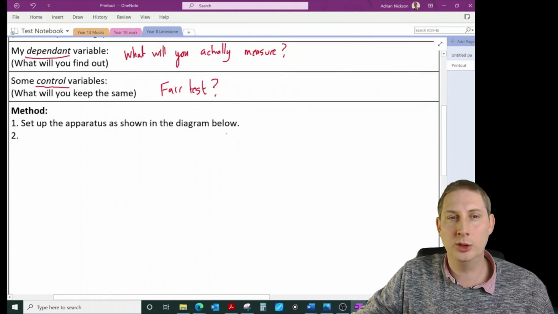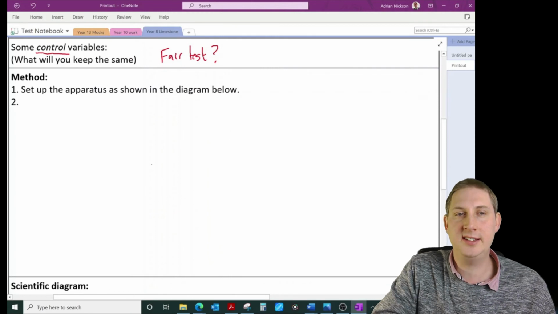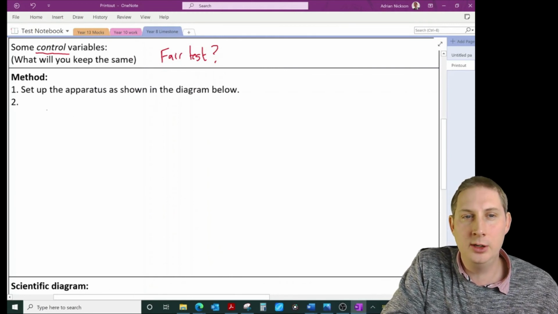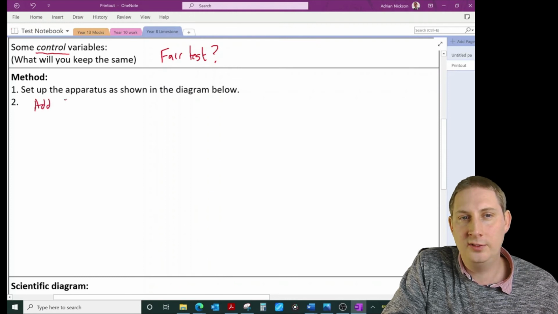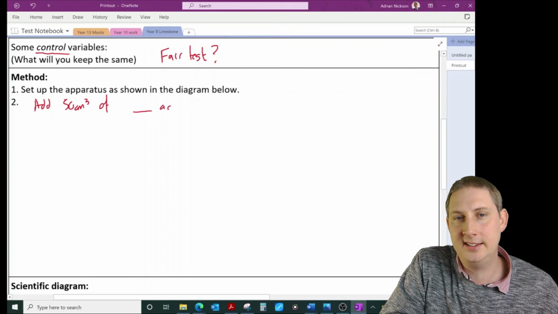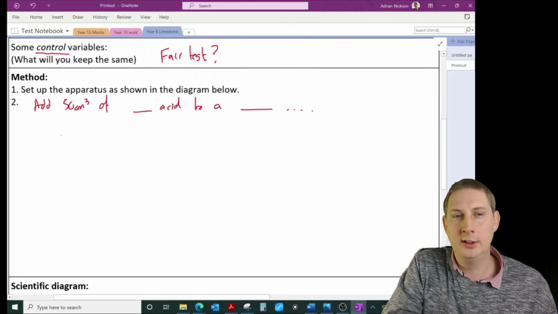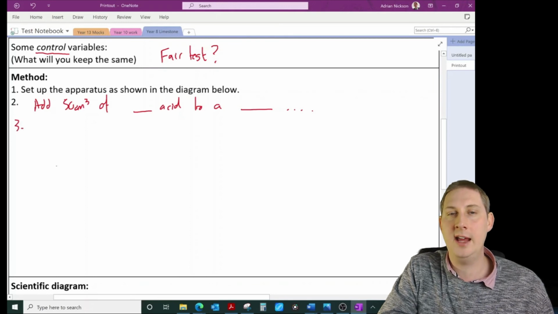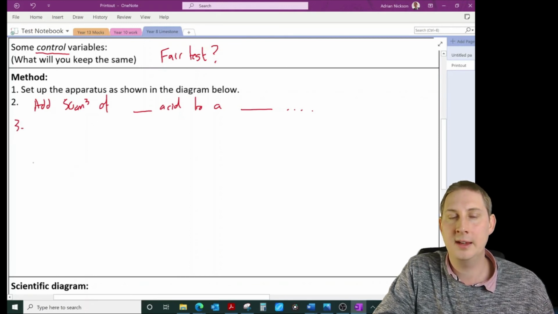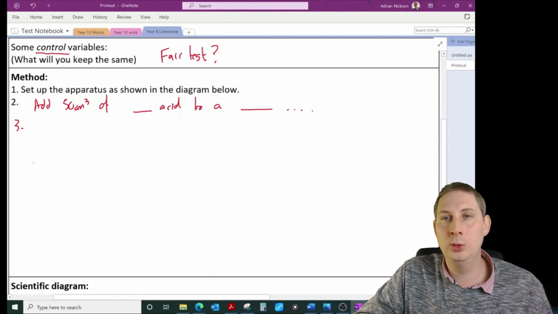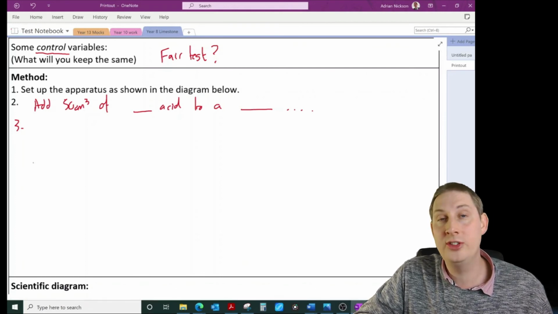Then, what is your method? Remember, it needs to be step by step. Set up the apparatus as shown in the diagram below. Add 50 centimeters cubed of, I don't know, something acid to a what, you know... Then step 3, what are you going to do next? Keep it specific. If I gave your method to a year 8 in another class, could they do your investigation? That's what you need to think about.